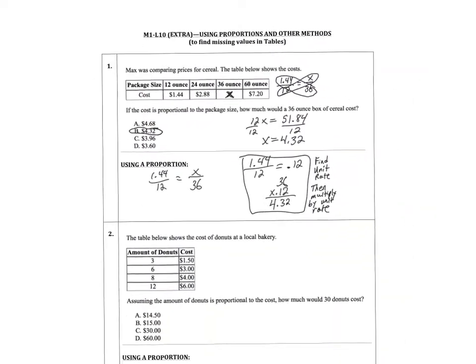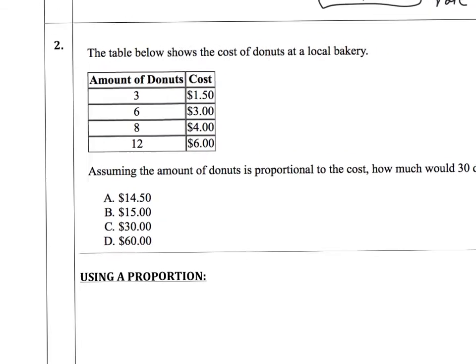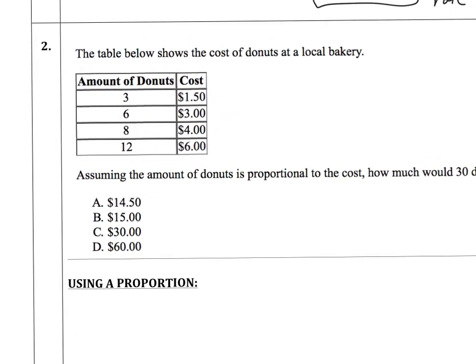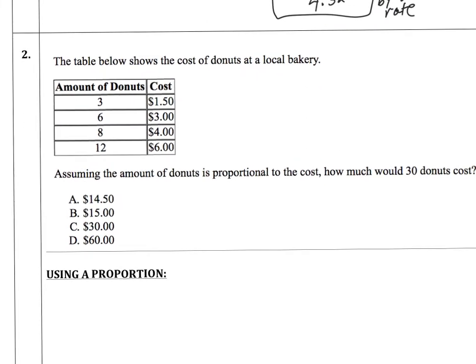Problem number 2. The table below shows the cost of donuts at a local bakery. Assuming the amount of donuts is proportional to the cost, how much would 30 donuts cost? Well, we only go up to 12. So we're missing a piece in this table. So I'm going to put in a 30 here, and we're looking for the cost. So again, I have a missing piece. I can use proportions.